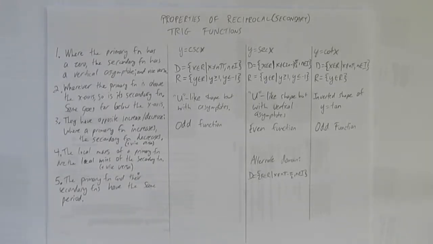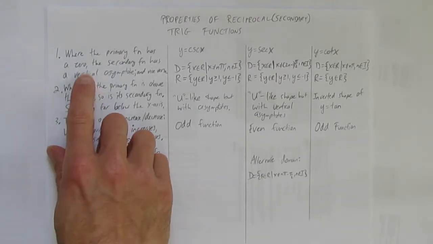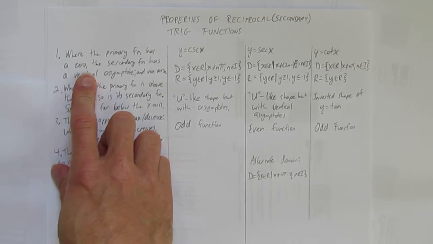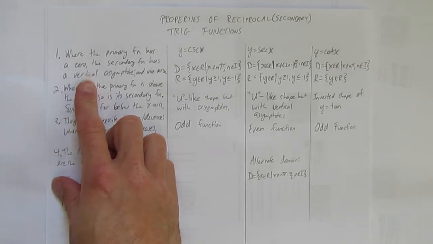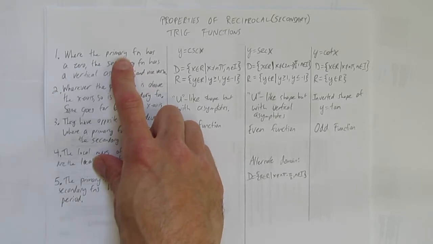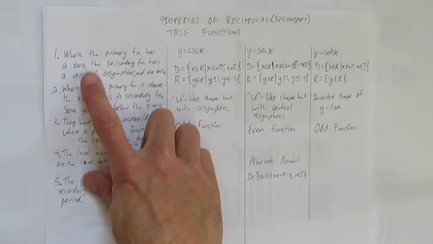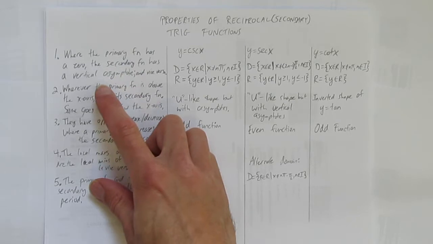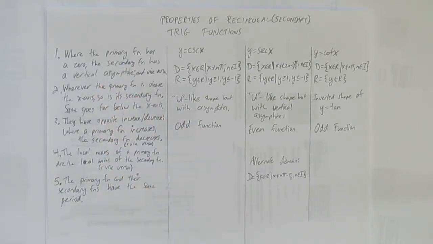First things first. Where the primary trig function has a 0, that's where the secondary trig function has a vertical asymptote, and vice versa. Wherever the secondary trig function has its vertical asymptote, the primary will have a 0.